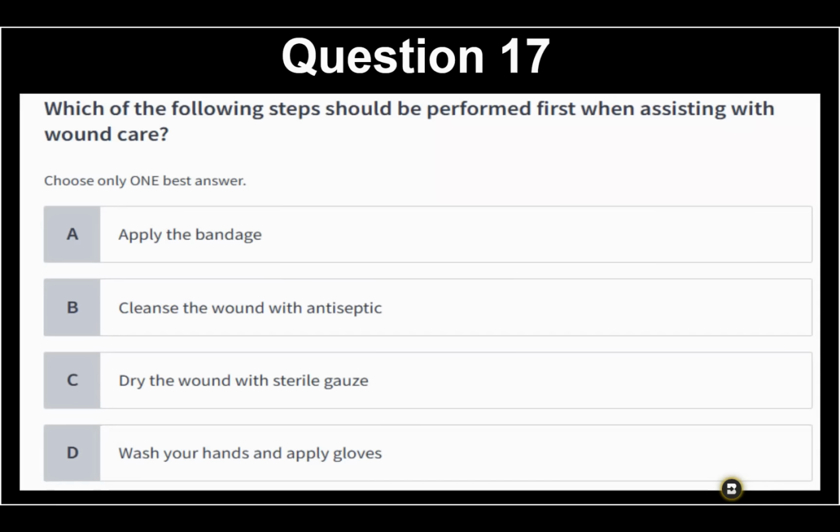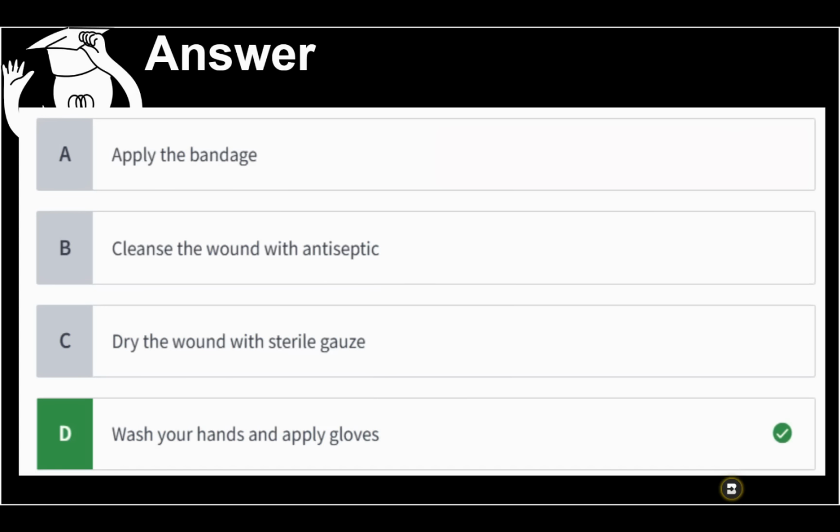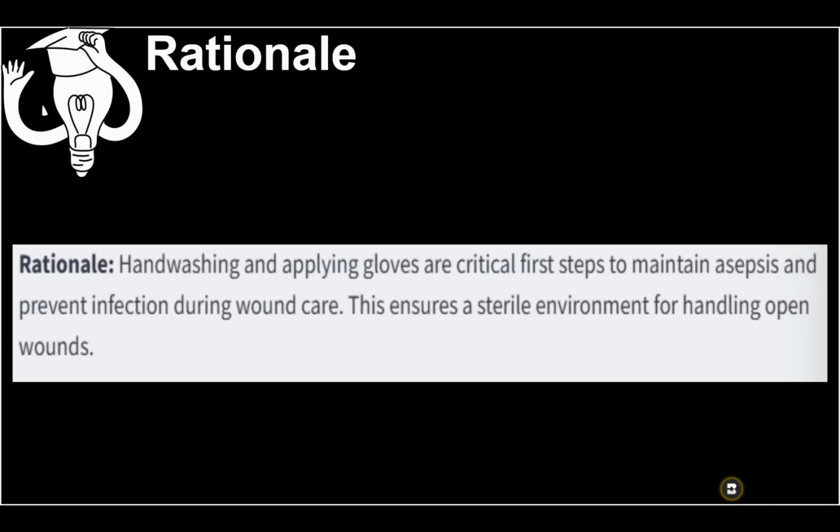Question 17. Which of the following steps should be performed first when assisting with wound care? A, apply the bandage. B, cleanse the wound with antiseptic. C, dry the wound with sterile gauze. Or D, wash your hands and apply gloves. Now, if you said D, to wash your hands and apply gloves, again, you are correct. Hand washing and applying gloves are critical first steps to maintaining asepsis and preventing further infection or any infection during wound care. This ensures a sterile environment for handling open wounds with our patients.